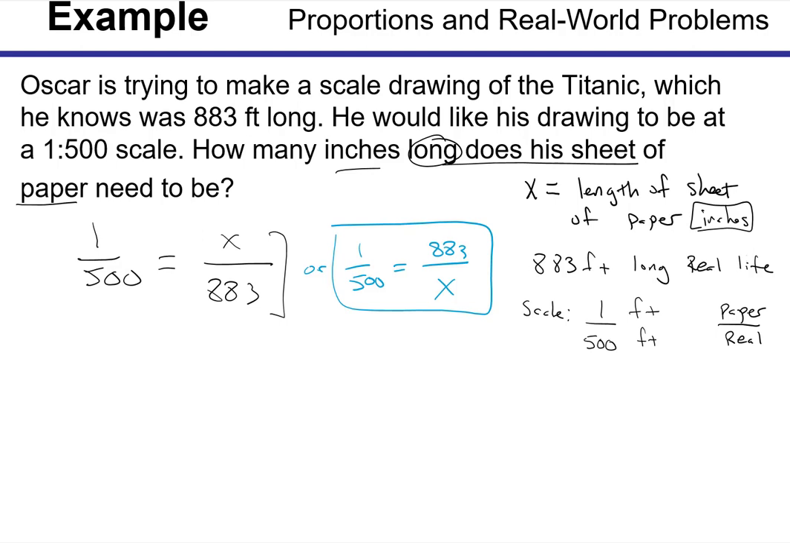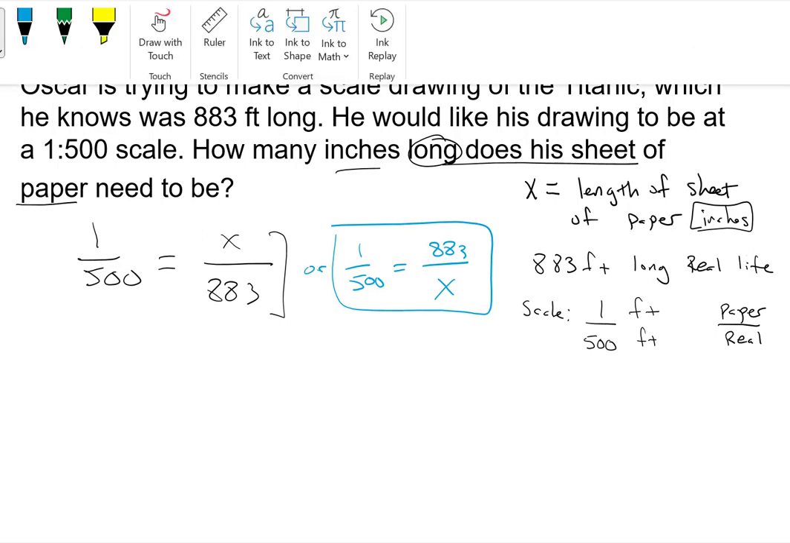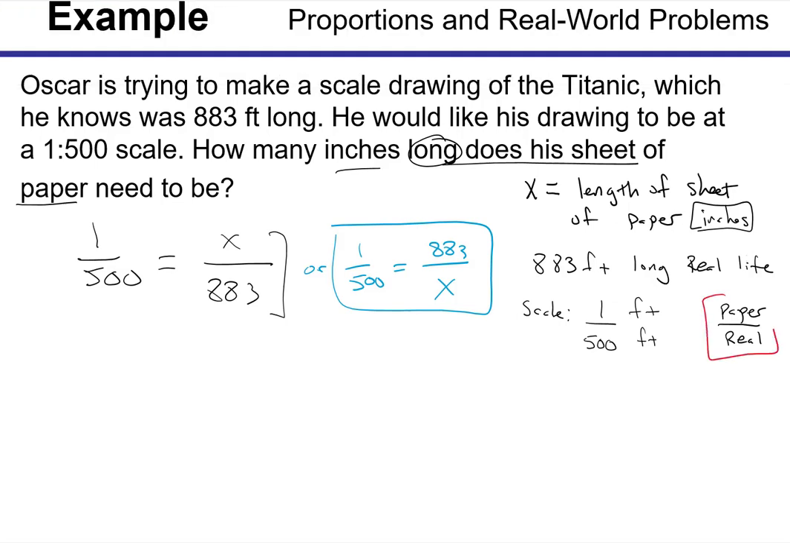Both of these are proportions, but one of them is the wrong equation. And it's very easy to make this mistake if you're not forcing your mind to think clearly about what the ratio means. And we did that already. We decided ahead of time that the ratio means the paper length on top and the real life length on the bottom.